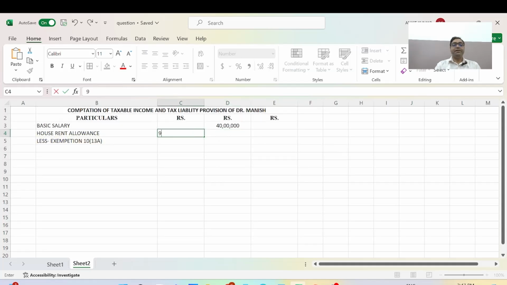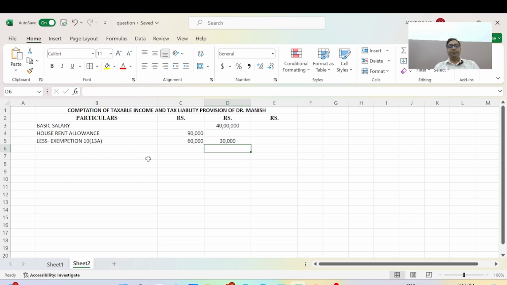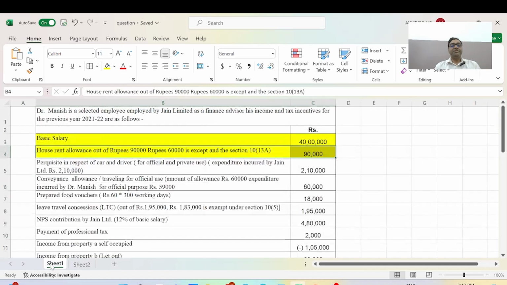It will be 90,000, sorry, and here it is 60,000 rupees, and this amount after deduction will be 30,000 rupees. This is the less exemption under section 10 clause 13A. Now we will add the next information, the perquisite.